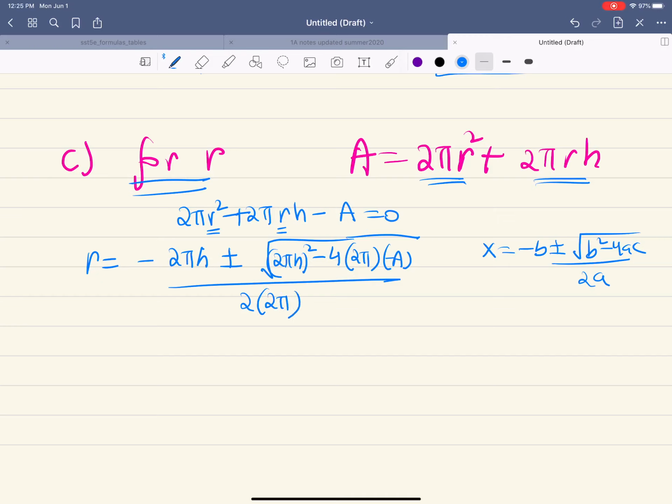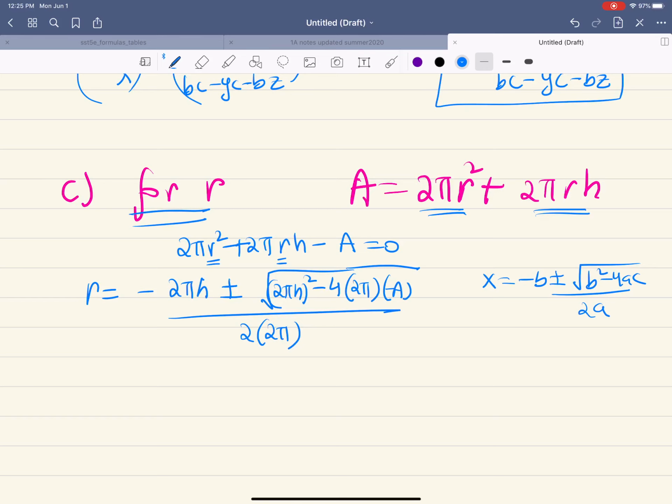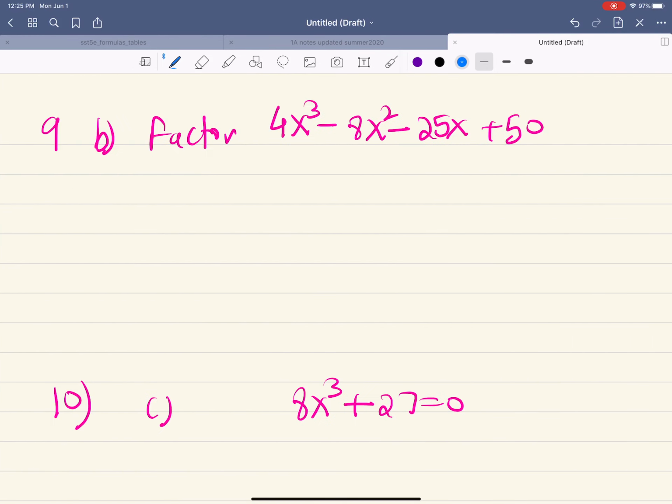Okay, now from here, go ahead and simplify. I'm not going to bother to simplify, but you guys can go ahead and give it a try and simplify this fraction. If anything can be pulled out from the square root, do that and just simplify there.